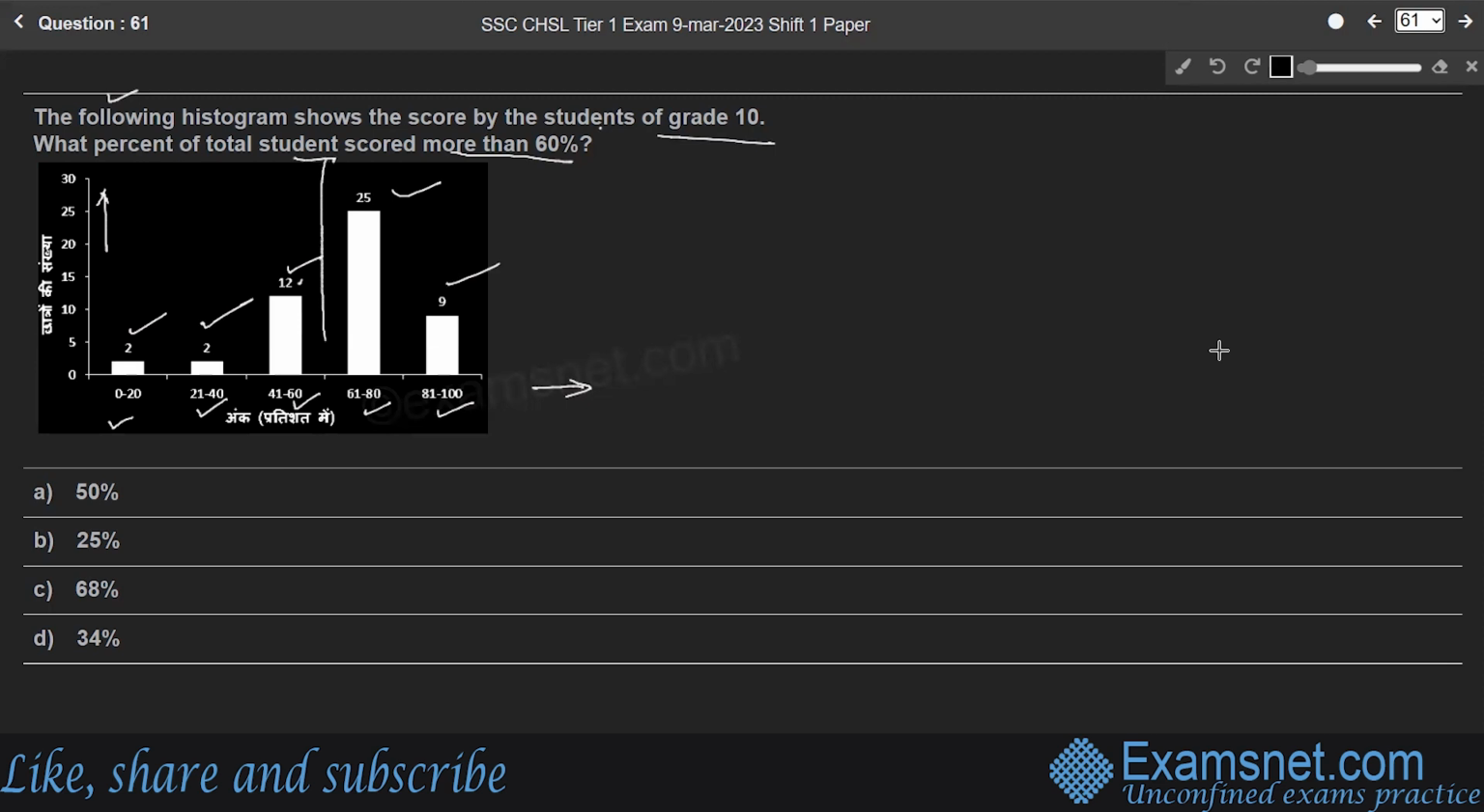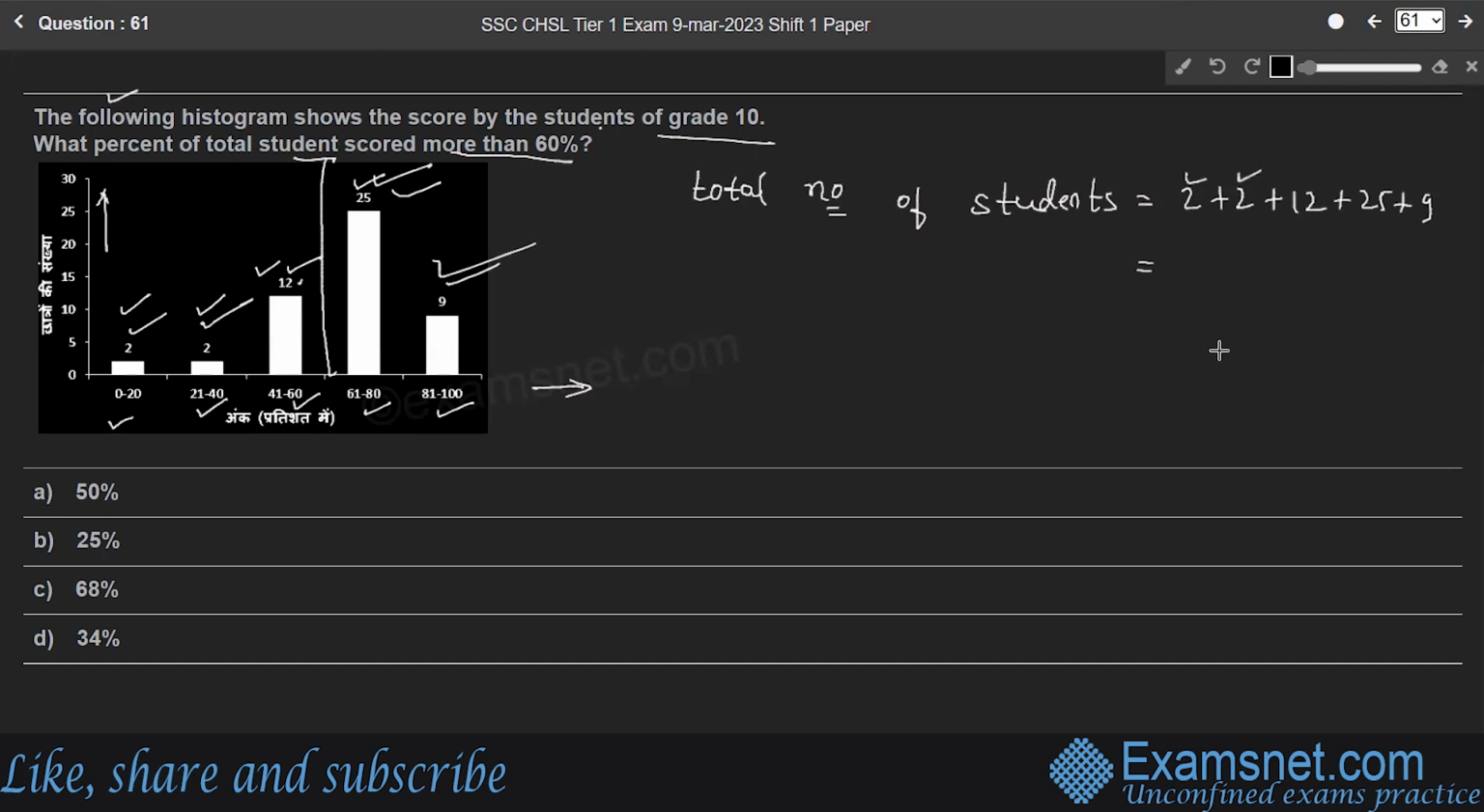Here the number of students who scored more than 60 is 25 plus 9. To find the percentage, we need the total number of students. So total number of students is equal to 2 plus 2 plus 12 plus 25 plus 9. So 4 plus 12 is 16, 16 plus 25 plus 9, so there are 50 students.